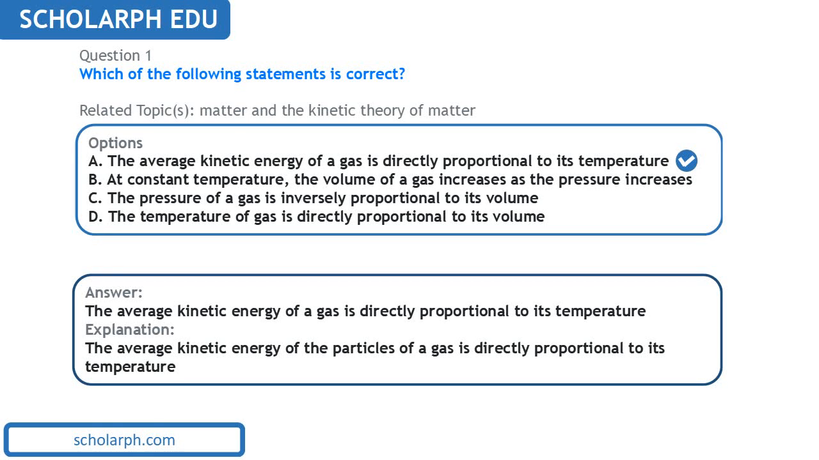So basically the correct answer here is the first option: the average kinetic energy of a gas is directly proportional to its temperature. As a matter of fact, we can also say that the temperature is a measure of the average kinetic energy of the particles of a body.